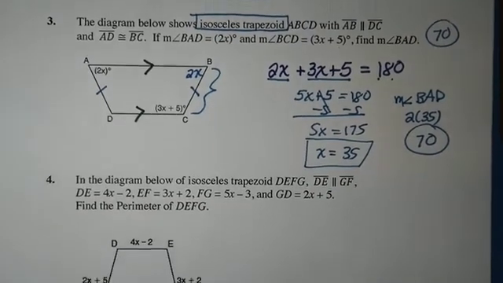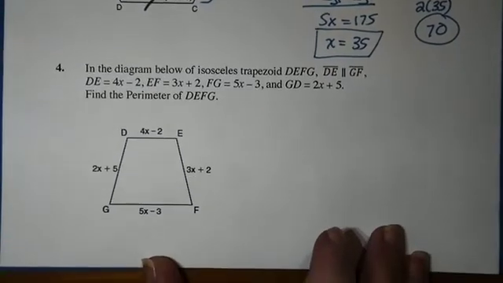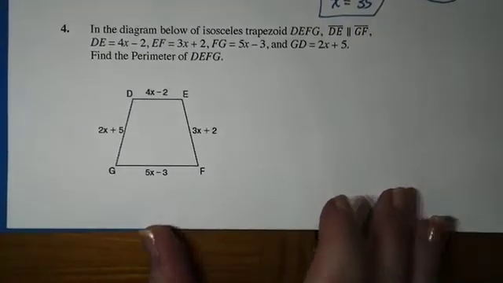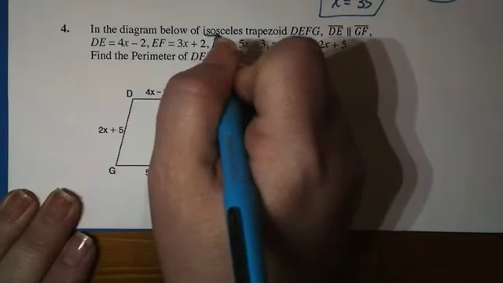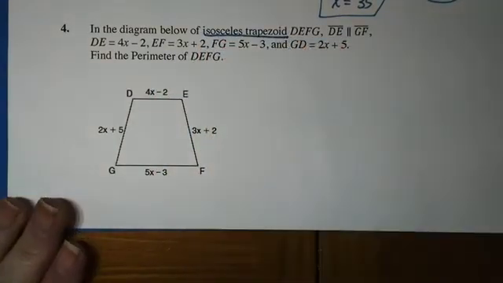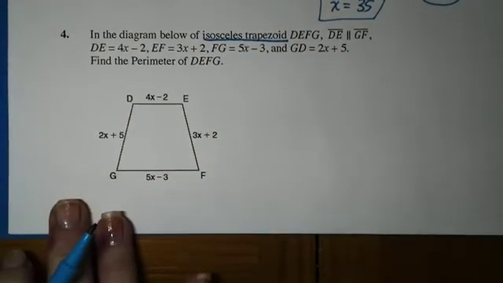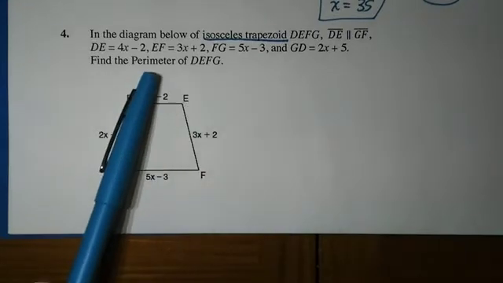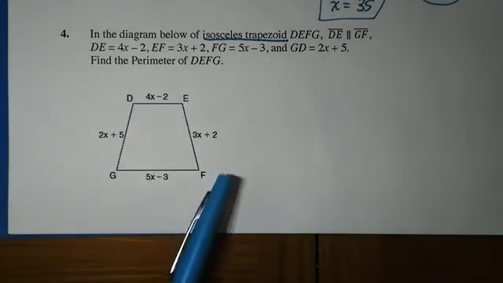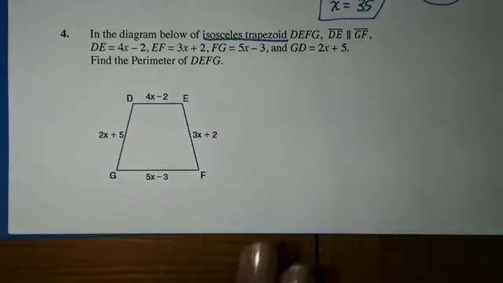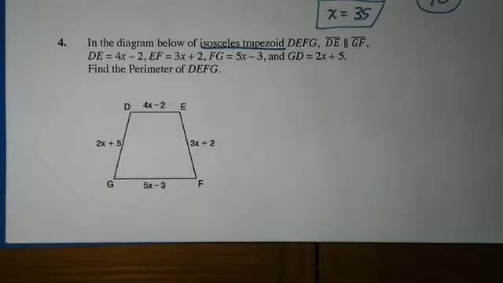All right, now this one looks a little obnoxious here, but what I'd like you to do is use your knowledge of an isosceles trapezoid and basic principles of solving equations and find me the perimeter of DEFG. All right, good luck. I have faith in you.